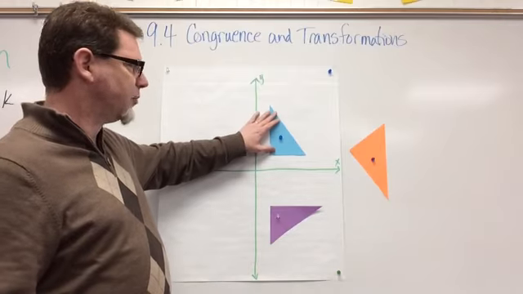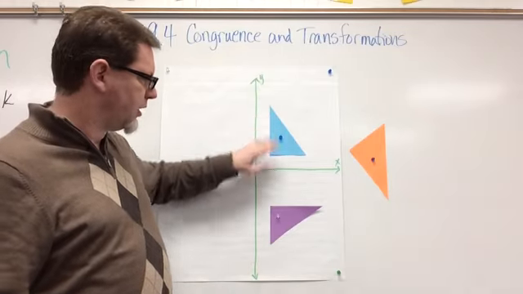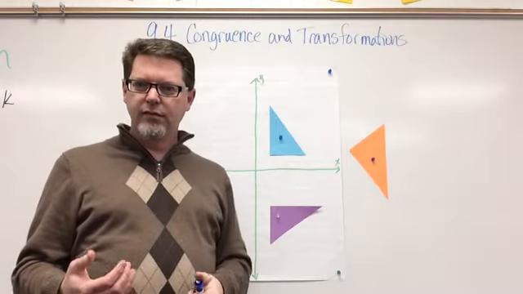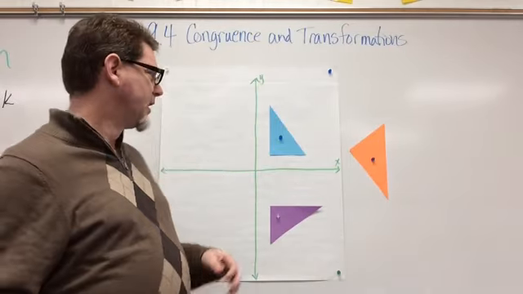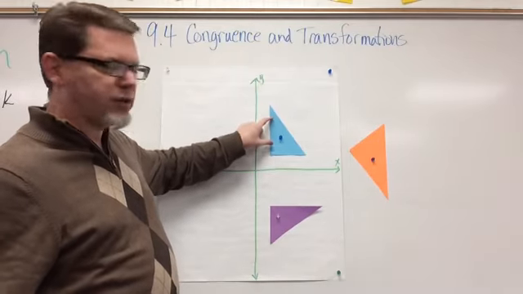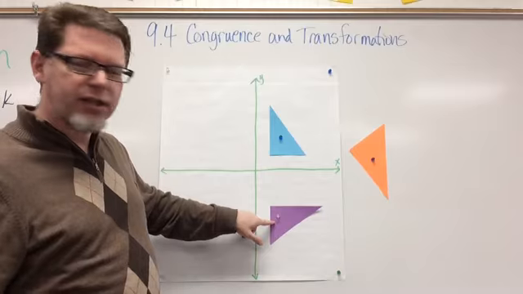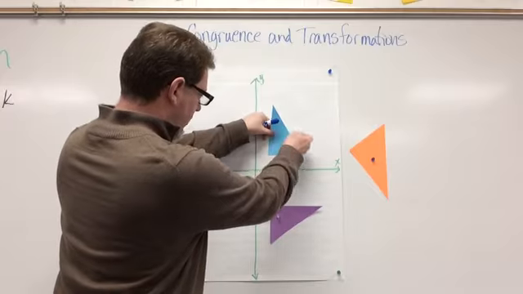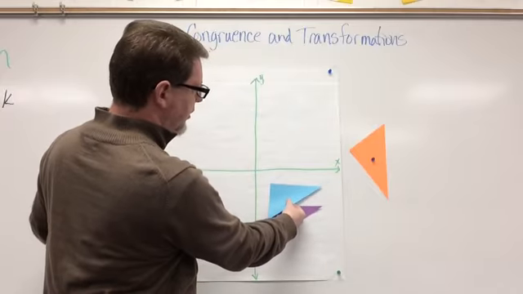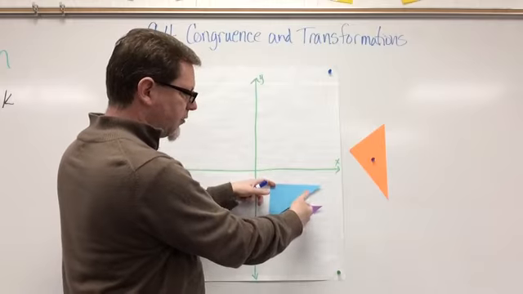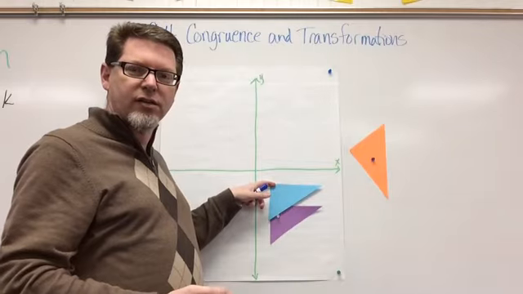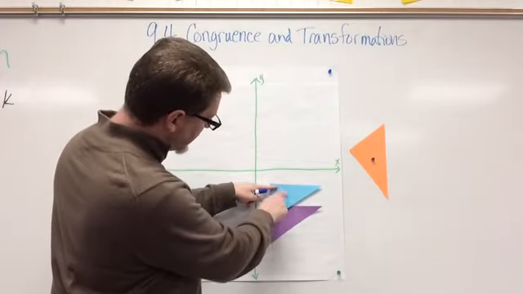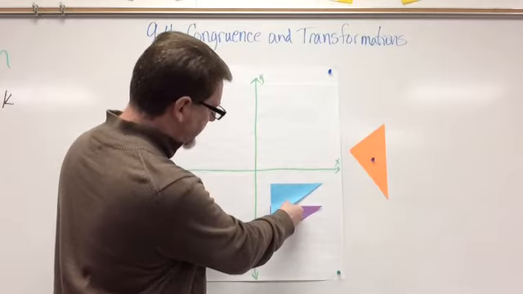How did I get from the blue triangle, which is my preimage, to purple? Well, think about it just a second. What I did was, first of all, I rotated it so I could change the orientation. And when I rotated it, what would happen is it would end up right here. Well, it doesn't end up right there. What happens is it's lower, so that means I also translated it after I rotated it. And I translated it, looks like I went down about 3 spaces.